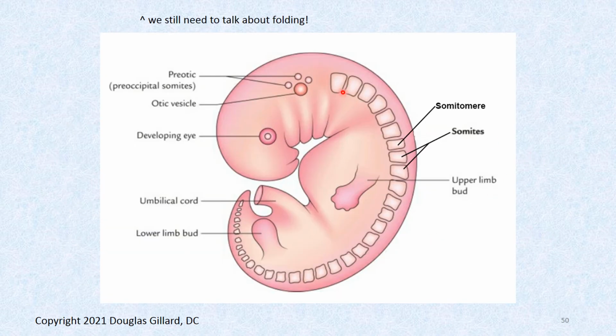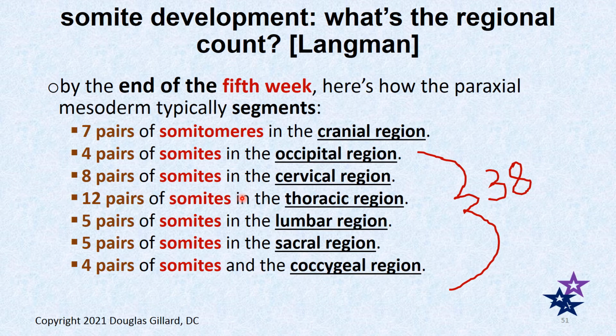Right? So here's just a folding little creature. Nice arm buds there. Let's count 1, 2, 3, 4, 5, 6, 7. So that's the last somitomere. And now we're starting the somite count right there. And they go all the way down into the coccygeal region. So basically here's where the 38 are after all the dust settles. And some say the end of the 5th week, some say the 6th week.